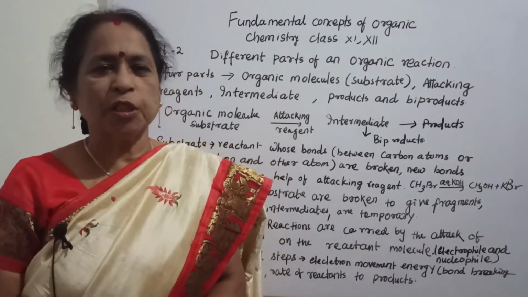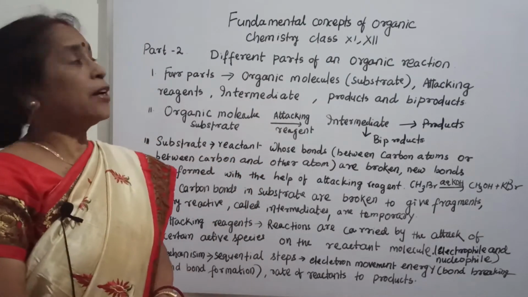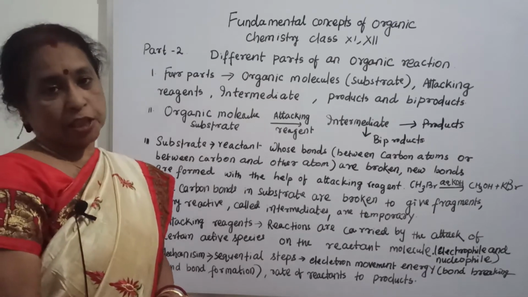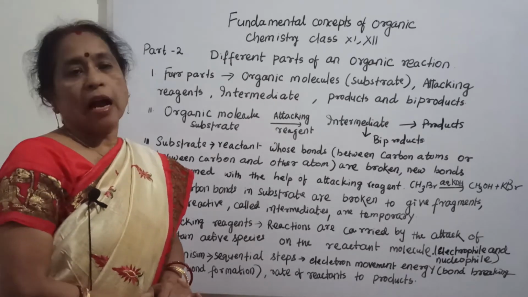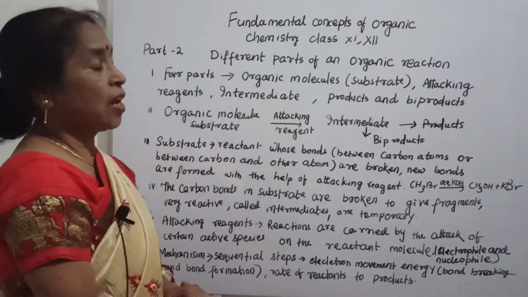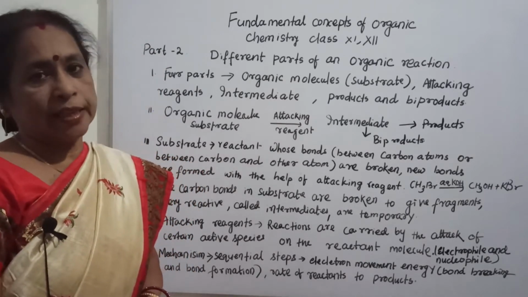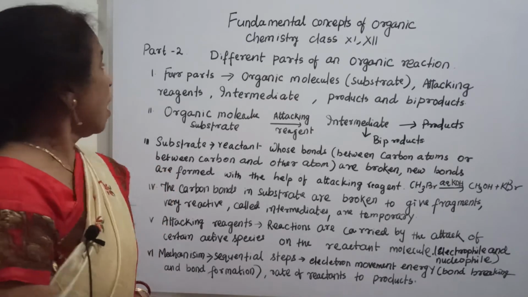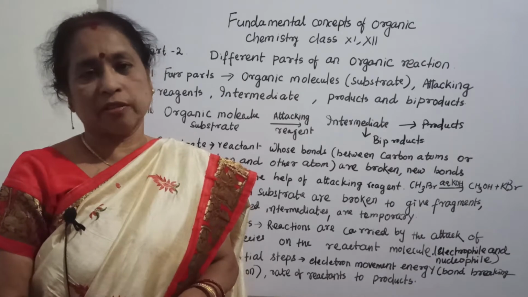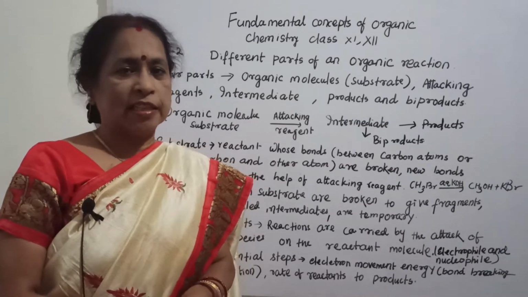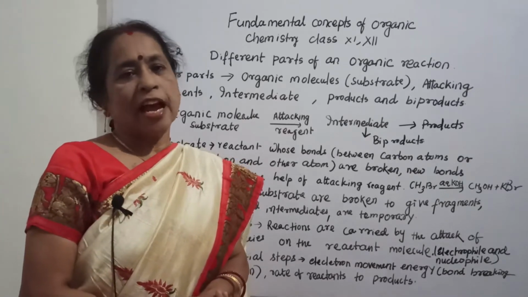Also I want to welcome the students of 11th and 12th Science, and the topic is fundamental concept of organic chemistry. Now the part 2, that is different parts of an organic reaction. Before that, in part 1 I told the electron movement in an organic reaction. Now here in part 2 I will explain different parts of an organic reaction. When an organic reaction carries, generally covalent bonds exist in the reactant and also the product.